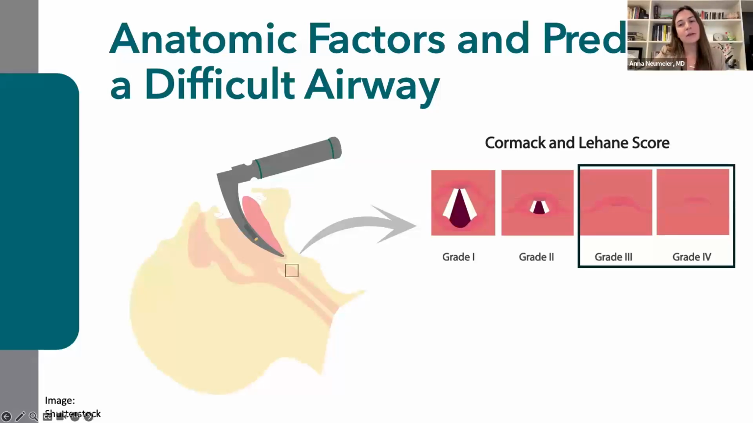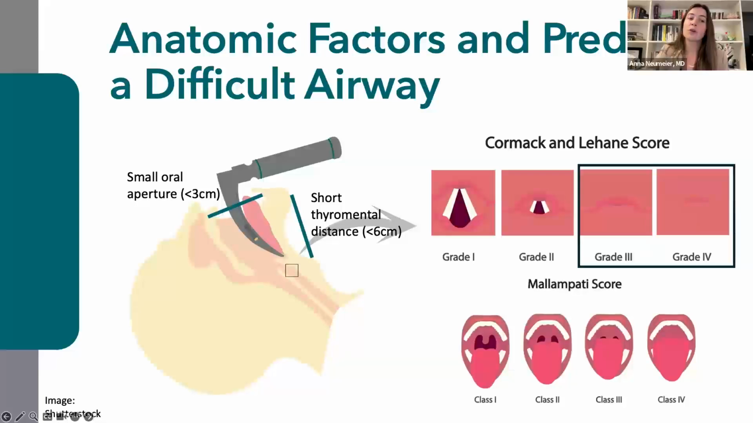When assessing for anatomic predictors of a difficult airway, the goal is to identify which patients will have a suboptimal view on direct laryngoscopy. This is often assessed by a Cormack and Lehane score, and a score of 3 or 4 is associated with a difficult intubation. Factors to look for in physical exam that associate with a higher Cormack and Lehane score or difficult intubations include having a small oral aperture of less than 3 centimeters, which can make it difficult for placing the endotracheal tube via laryngoscopy. Having a short thyromental distance can also make performing direct laryngoscopy more difficult.